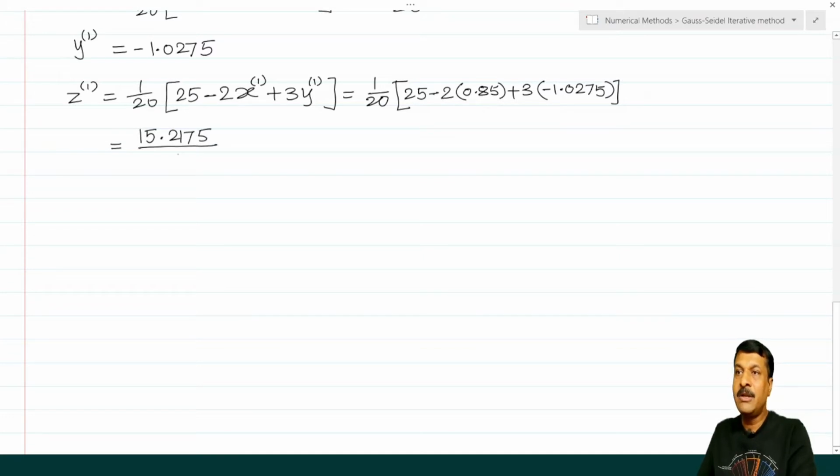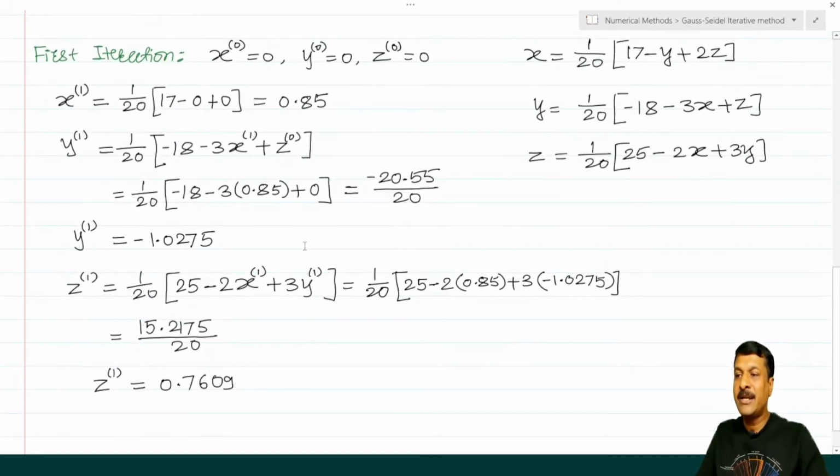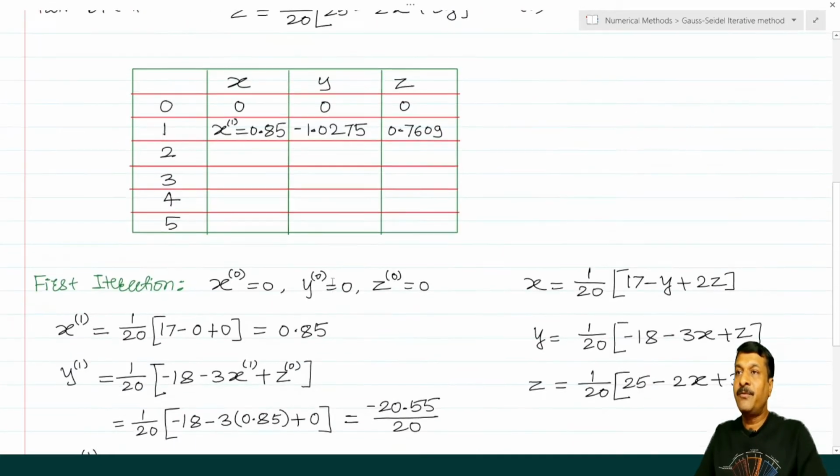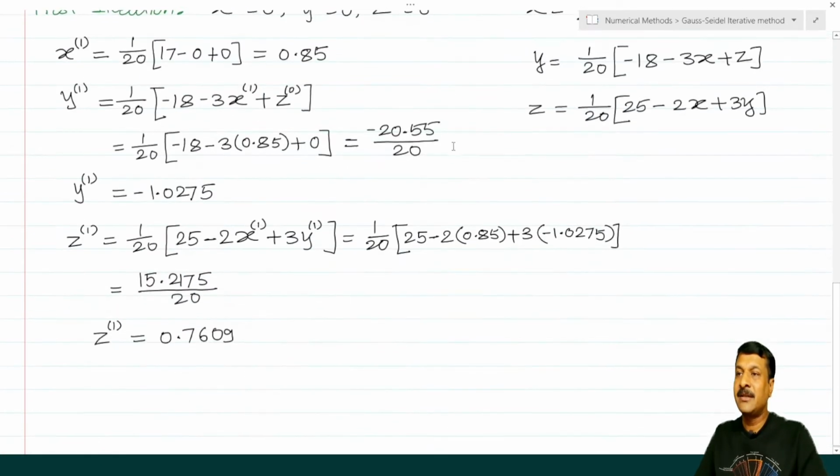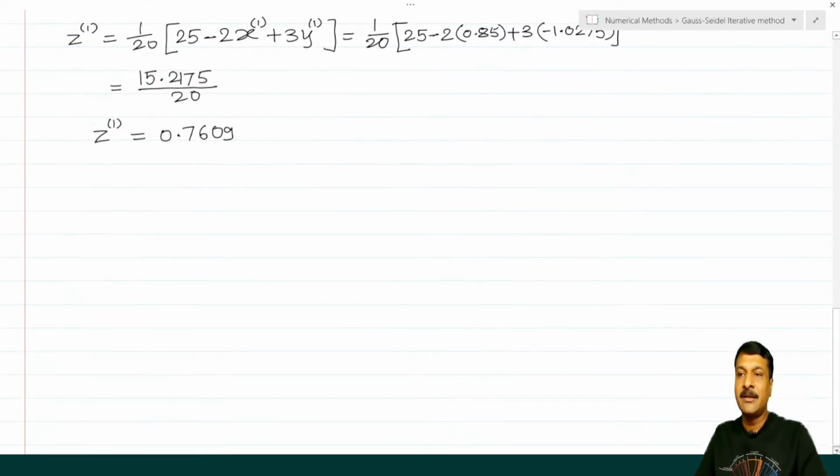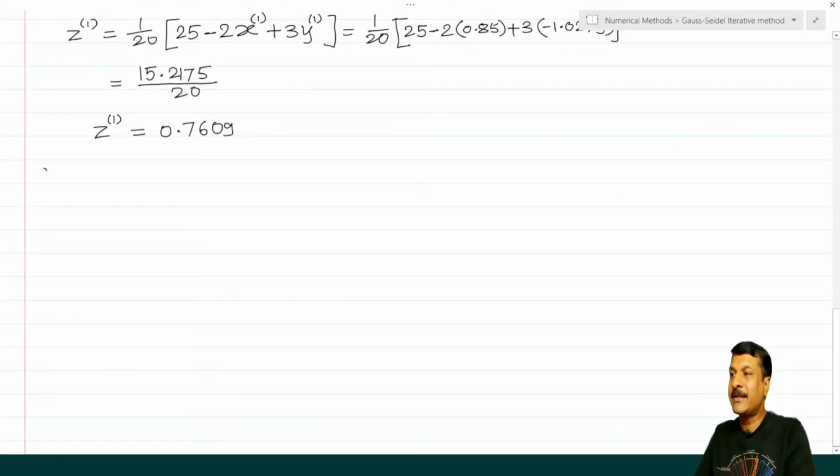So I am getting here z at first position by calculator 15.2175 whole divided by 20. So z at first position I am getting 0.760875, but up to 4 digits I will consider 9. So recent value of z is 0.7609. So first position complete. It means that first iteration complete. Now second iteration.